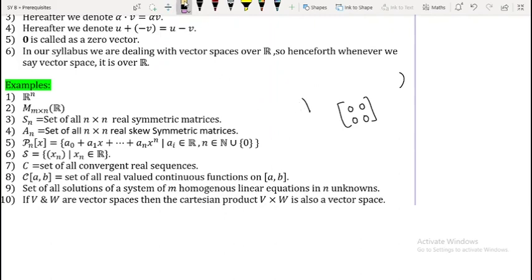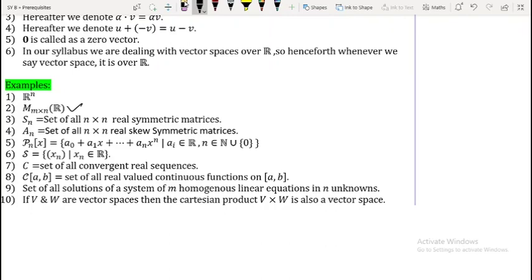So the third example is the set of all n cross n real symmetric matrices. The concept of real symmetric matrices we have already seen in first year. So this is also a vector space over R. Now you will ask what the addition and scalar multiplication are. It is the same as the second example. Similarly, the set of all n cross n real skew symmetric matrices is also a vector space over R. Addition and scalar multiplication are the same as the second example.